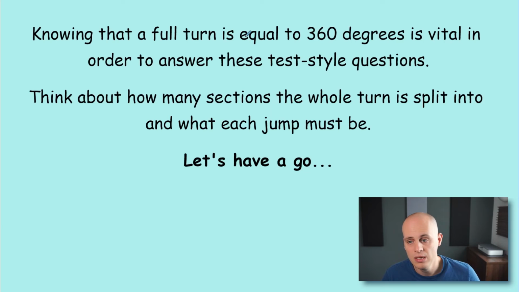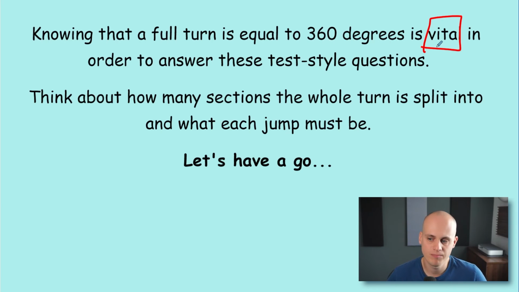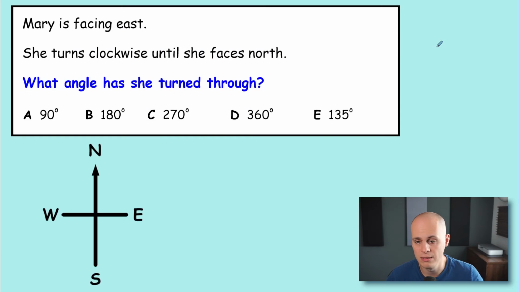We're there. So knowing that a full turn is equal to 360 degrees is vital. That's clearly the most important fact, wasn't it, today, in order to answer these questions. So I want you to think about how many sections the whole turn is split into and what each jump must be. Let's have a go. We're going to dive straight into some trickier questions now. There's your first one. So classic 11 plus question, bit of words to read. I'm not going to say anything. I'm just going to let you use your knowledge from today now to answer that 11 plus question.